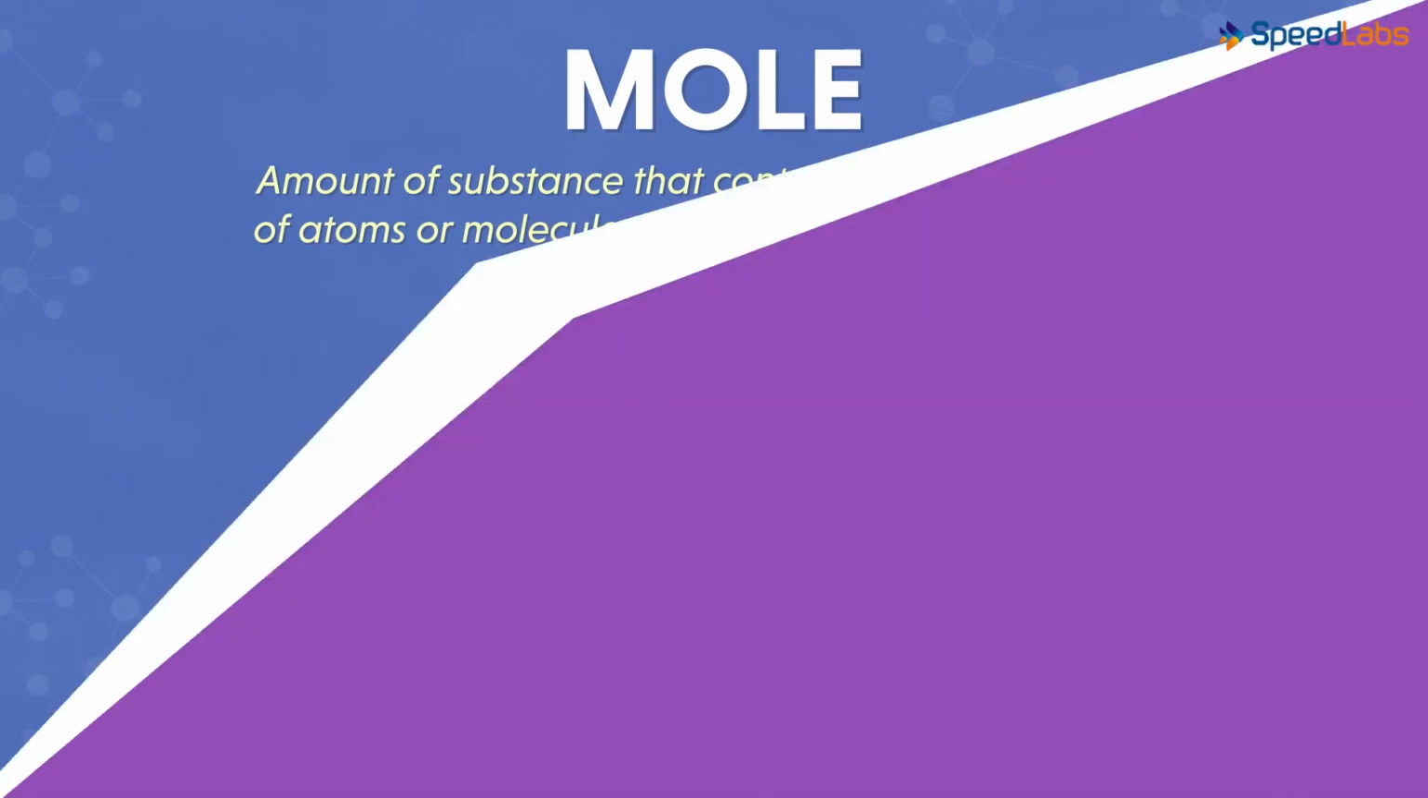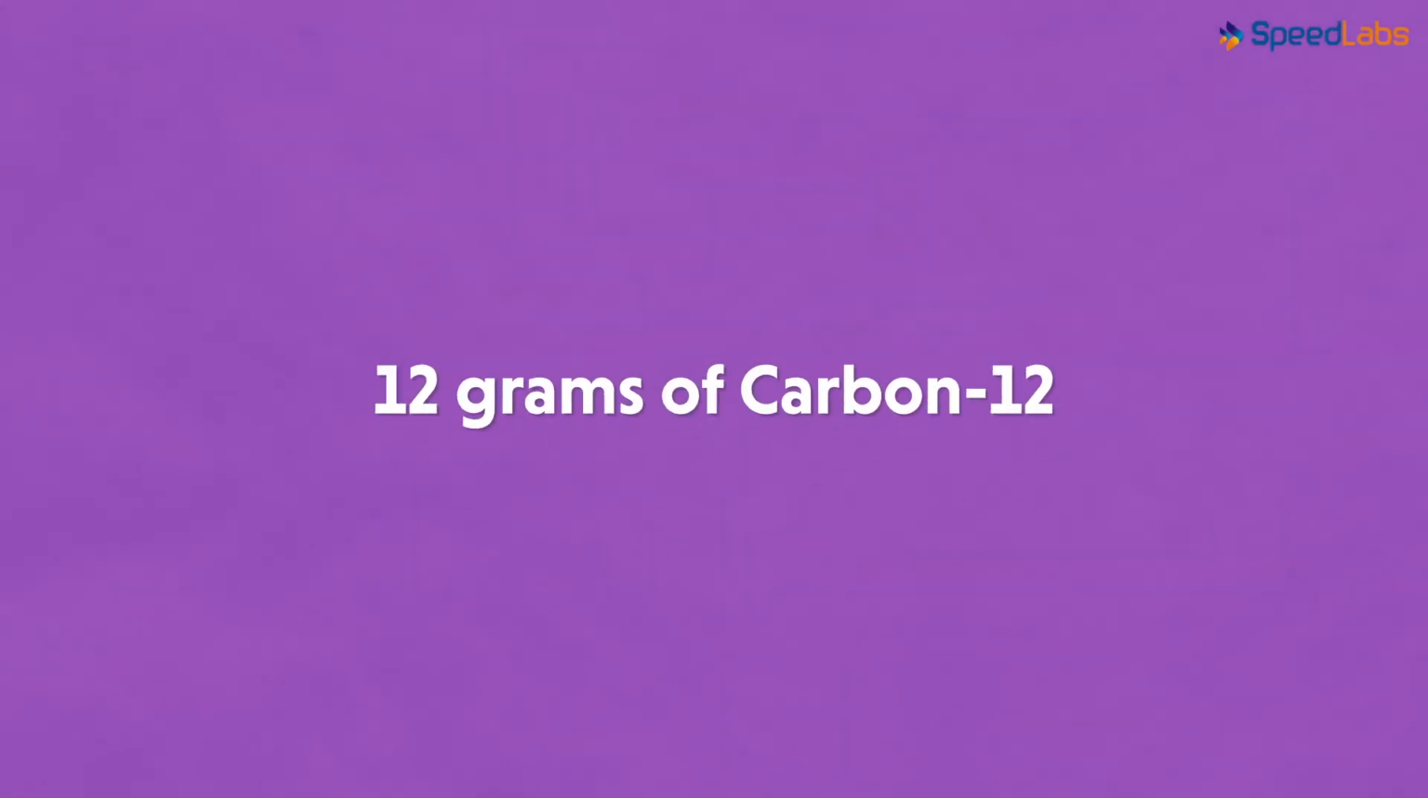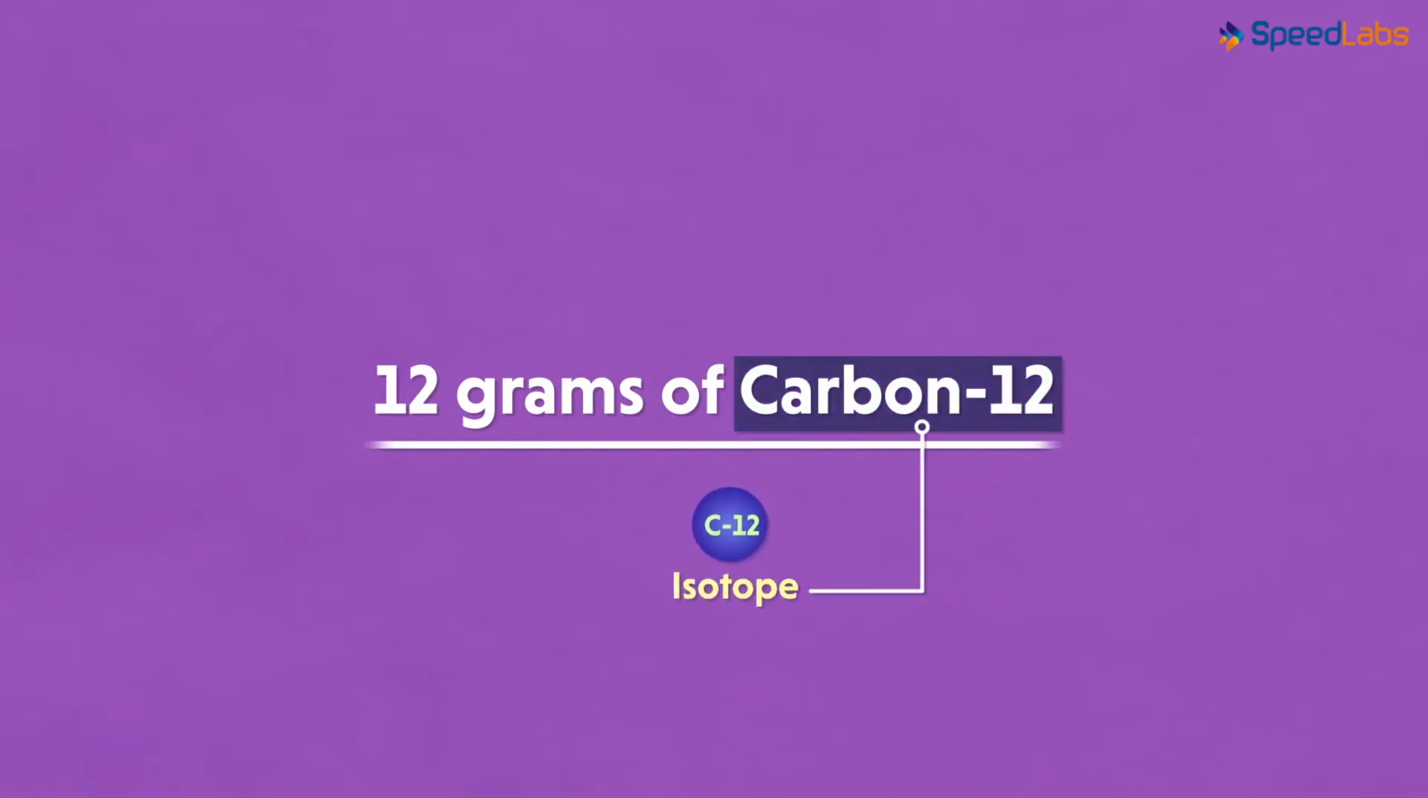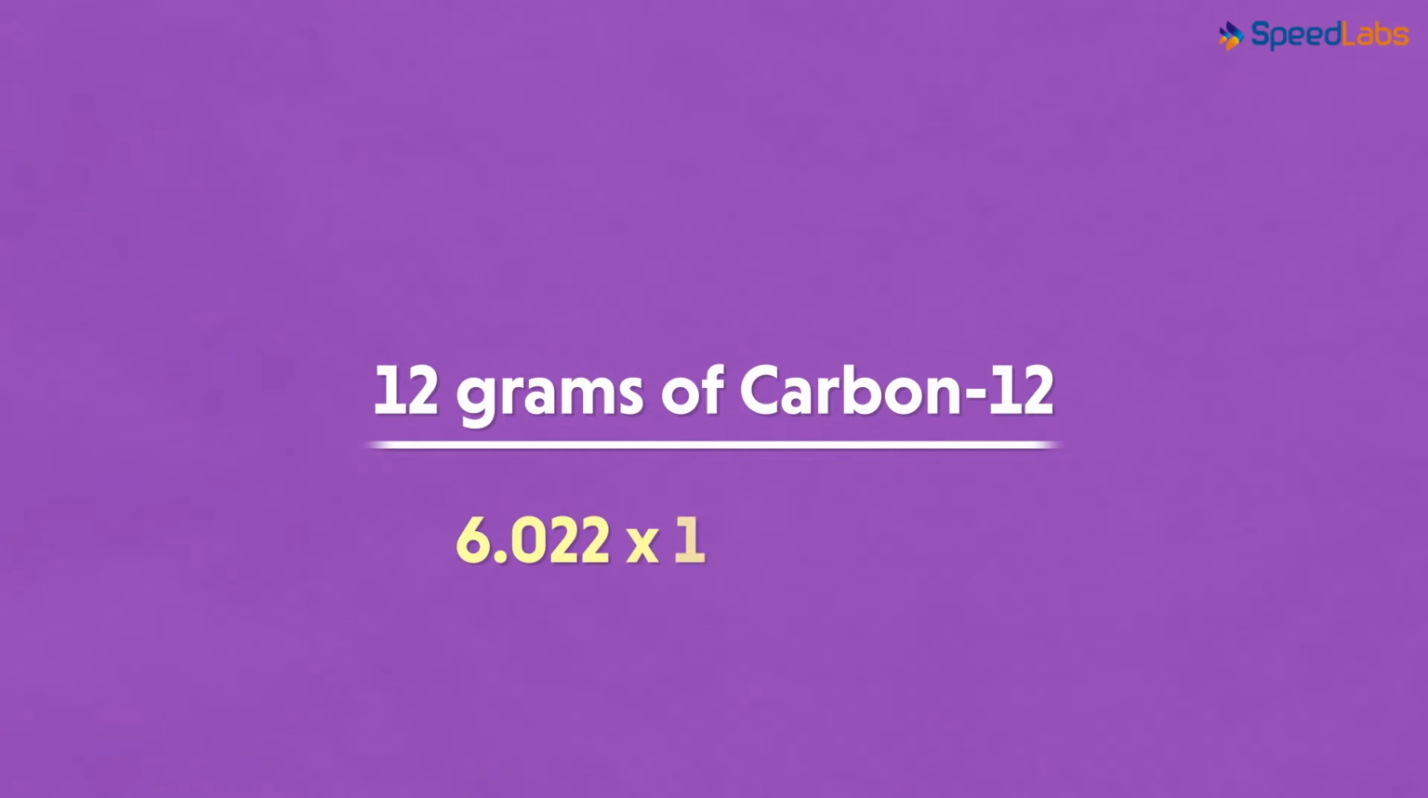Let me remove this definition from the screen. What we have on the screen now is 12 grams of carbon-12. Carbon-12 is one of the isotopes of carbon. Now 12 grams of carbon-12 is what was taken as a standard. What's so special about this? Can you guess the number of atoms here? Yes, it's 6.022 times 10 raised to 23 atoms.